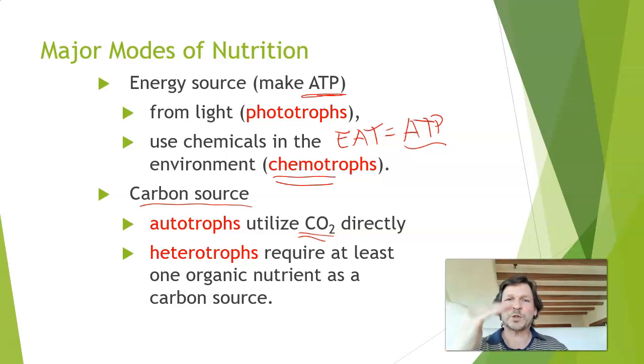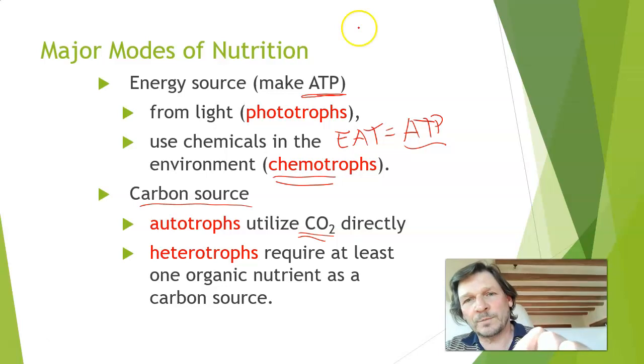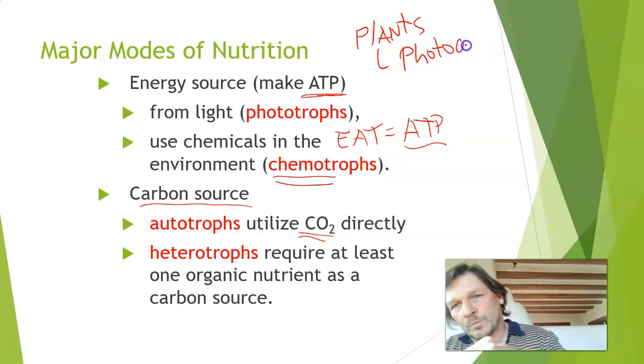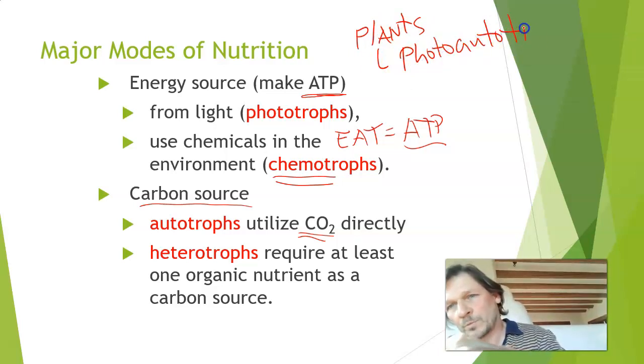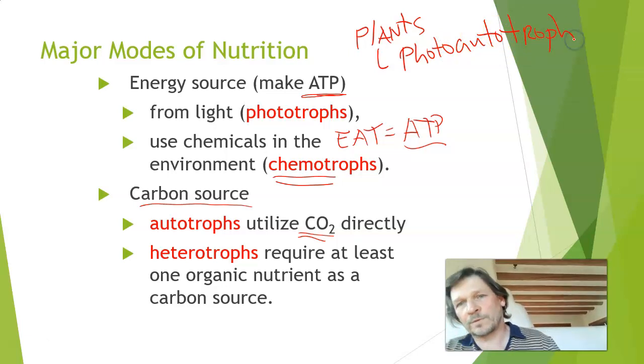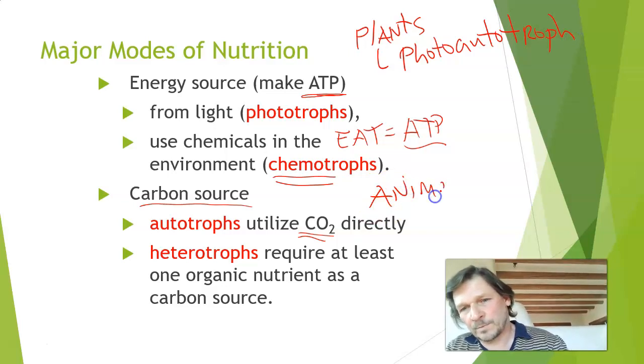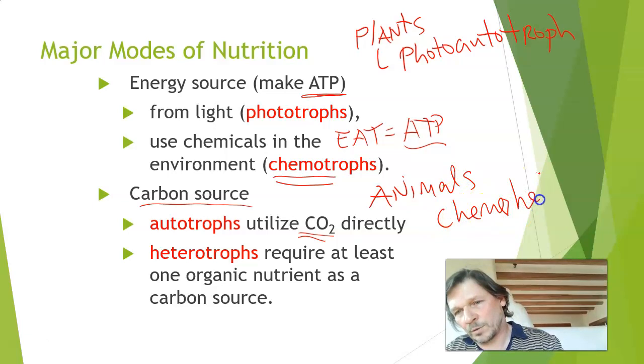And so if we put terms with each of these, we can see we can get more combinations than exist, right? Because if we look at just eukaryotes, all we have are plants, which would be a photoautotroph, and then we have animals like us. We're a chemoheterotroph.